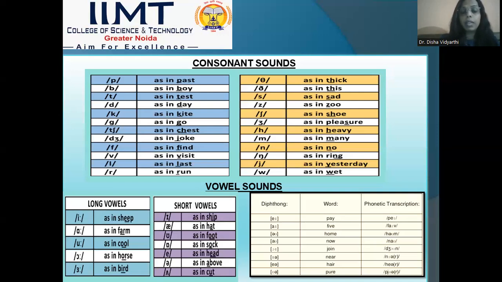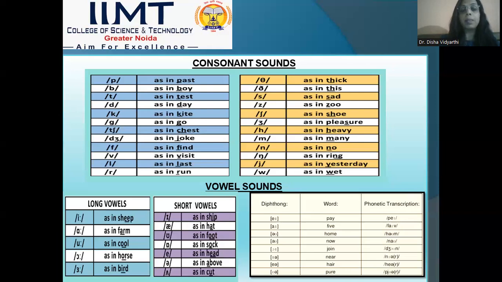And one more difference I want to make clear: when we study the letters, we name them like A, B, C, D. But in the sound system, we do not say P, B, D. What do we say? We say the name of the sound. Like if you can see over here, as it is written over here, as in "past", we will not say "p", we will say "pa".